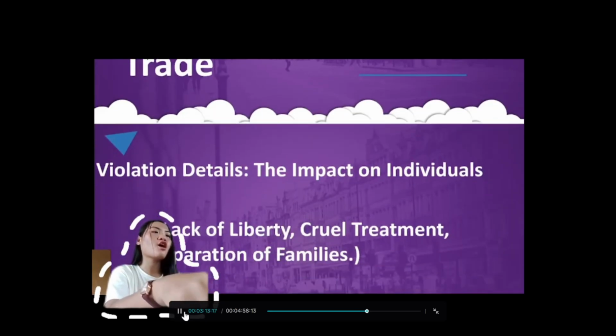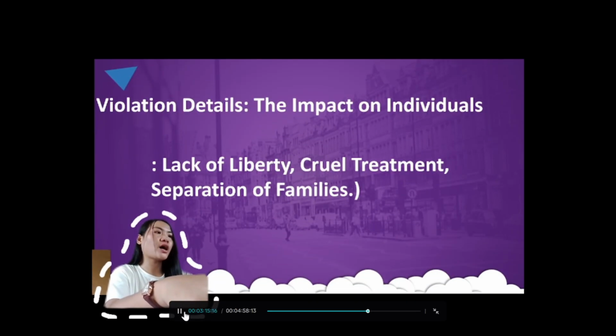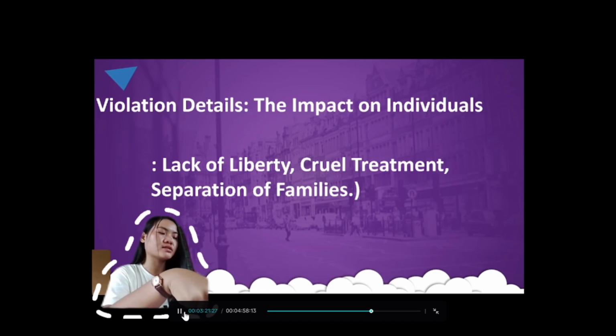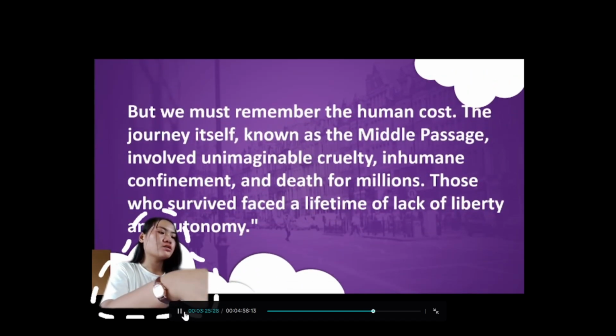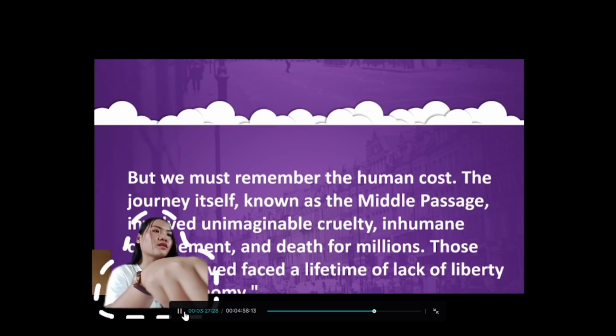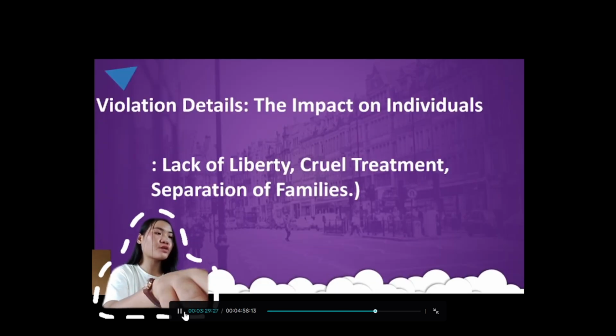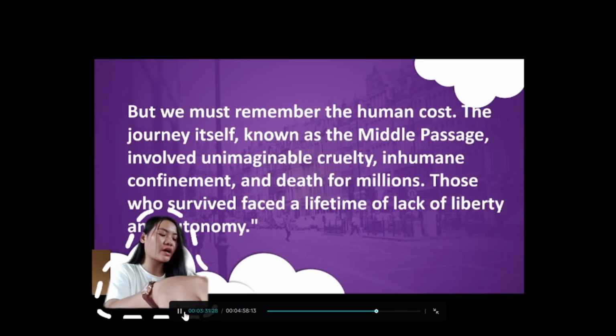Next is violation details, impact on individuals: lack of liberty, cruel treatment, separation of families. So, what is lack of liberty? It describes the absence of an individual's right and ability to act, think, and live without arbitrary interference or coercion.